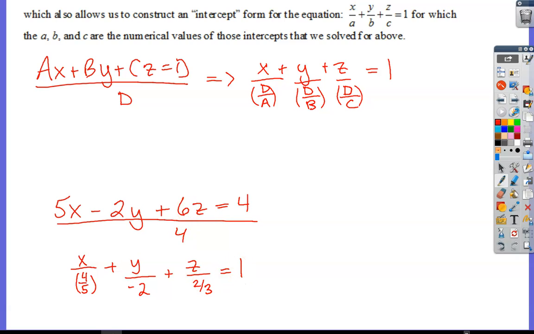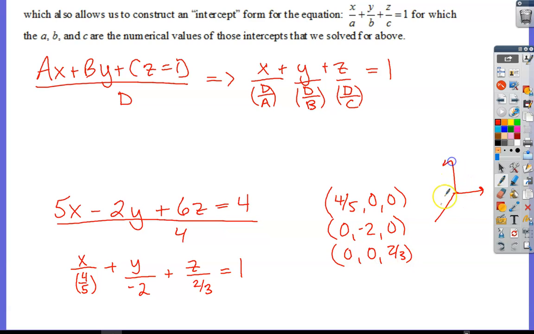I divided everybody by the 4. So these are my intercepts. That means it would be 4/5 for the x-intercept, negative 2 for the y-intercept, and 2/3 for the z-intercept. Again, that could help you with graphing, because then you could quickly graph this plane. I could go 4/5 on the x-axis, negative 2 on the y-axis, and 2/3 on the z-axis, and then I'd have my little plane. So it can be helpful to do that once we have those values.